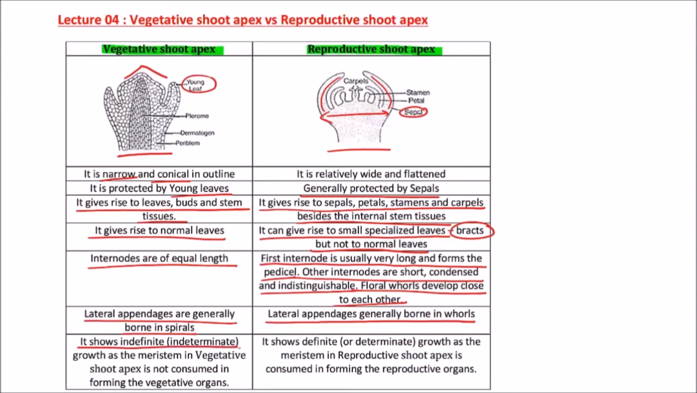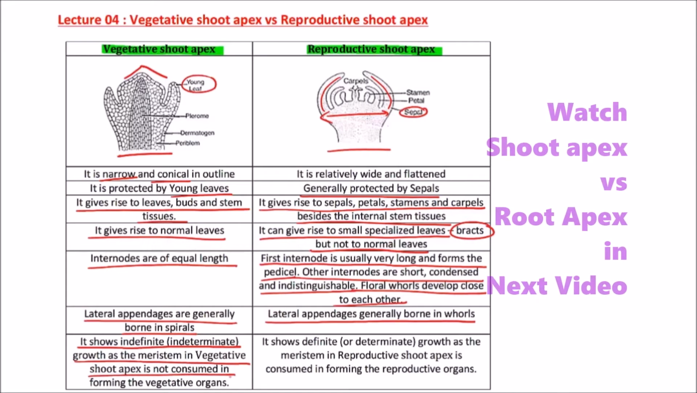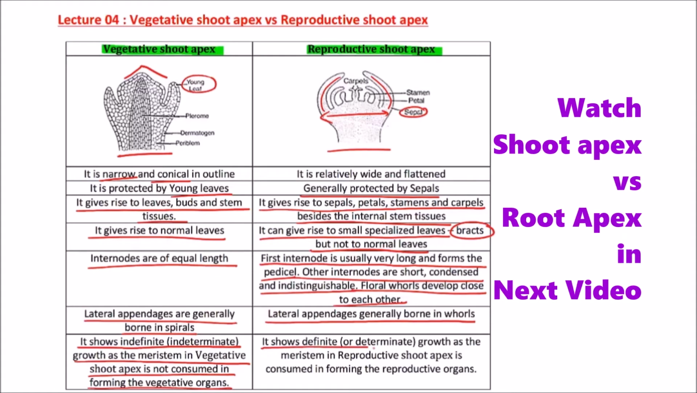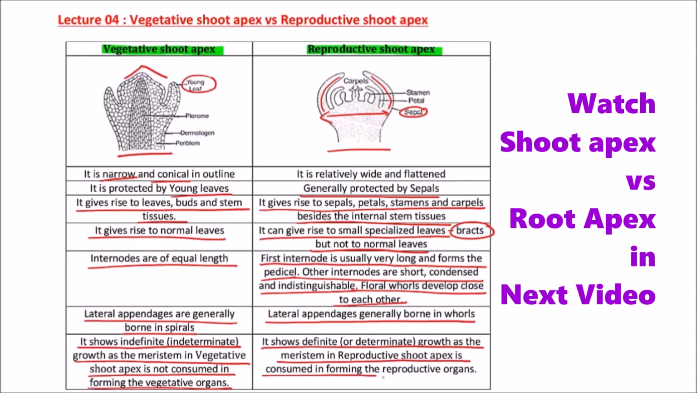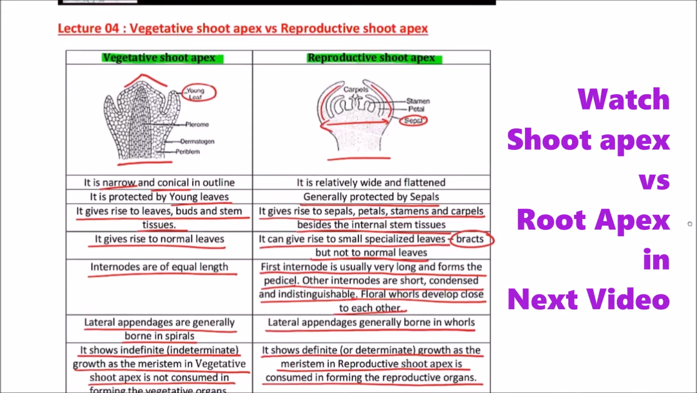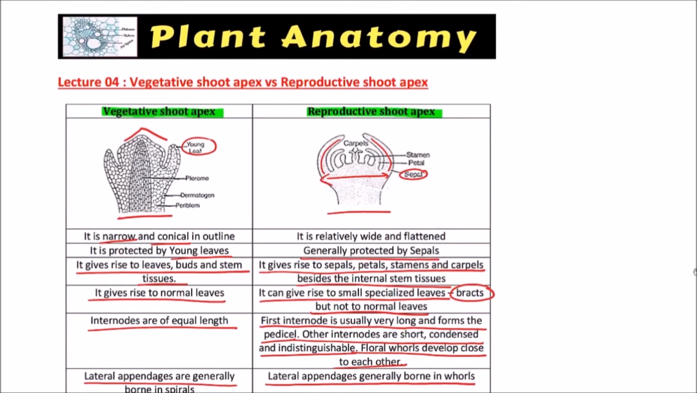It shows indefinite or indeterminate growth as the meristem in the vegetative shoot apex is not consumed in forming the vegetative organs. It shows definite or determinate growth as the meristem in the reproductive shoot apex is consumed in forming the reproductive organs. So this is all about the differences between a vegetative shoot apex and a reproductive shoot apex.